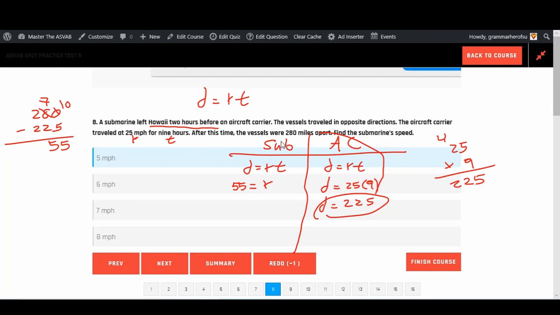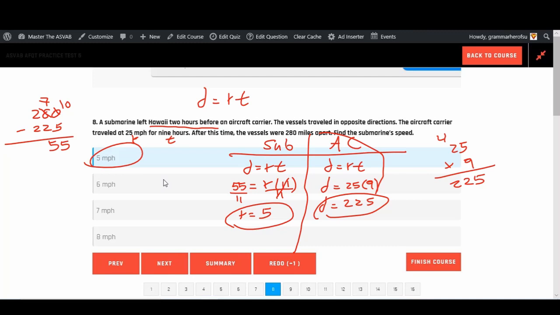The aircraft carrier traveled for a total of 9 hours. 9 plus 2 hours is 11 hours. So that said, we know the sub traveled for 11 hours for a total distance of 55 miles. In this case, we can solve for R now by dividing both sides by 11. Let's cross this out. We're left with R equals 55 over 11, which is just 5. In other words, the sub traveled at a rate of speed of 5 miles per hour.